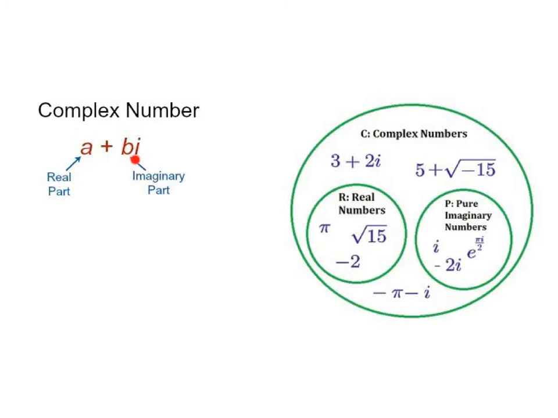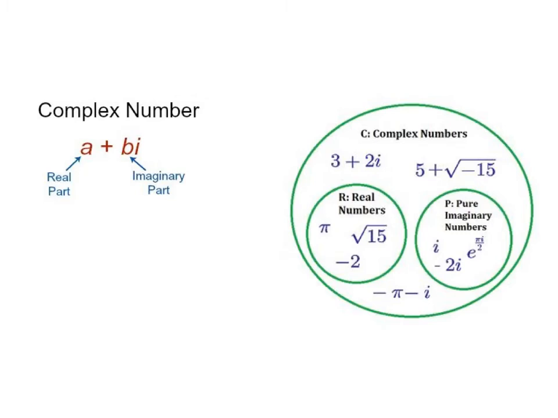Or your b value could be 0. You don't even need an imaginary part. Or sometimes you have both a and b. So those all fall in this broad realm of complex numbers. So you can see we have 3 plus 2i, and then we have 5 plus square root of negative 15, which we know would become i root 15. Here we have negative pi, which is just some number, 3.14, minus i. So these are all complex numbers.